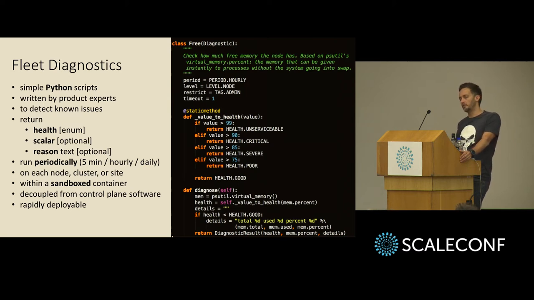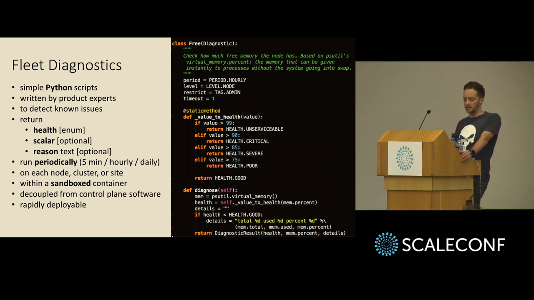We've provided a variety of libraries for people to use to make this easier. In the worst case, you can shell out to Bash to get the values for you in our container. And then, as you can see at the bottom of the script, it's returning a diagnostic result. The first parameter is the health value, either good, bad, whatever. The second is the scalar value, so it's returning the memory, the actual memory percentage that it measured. And the final parameter is a text string that you can send back with the details.